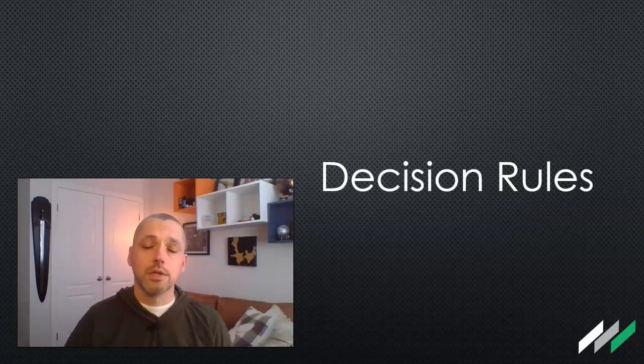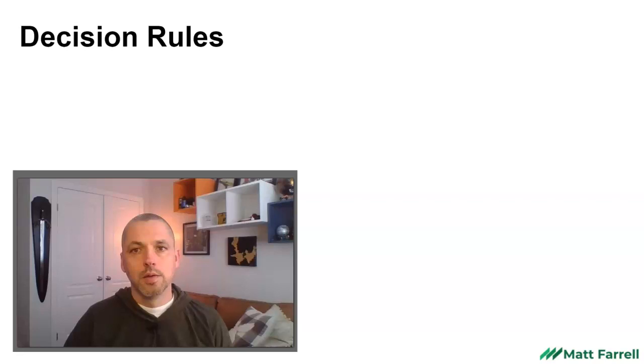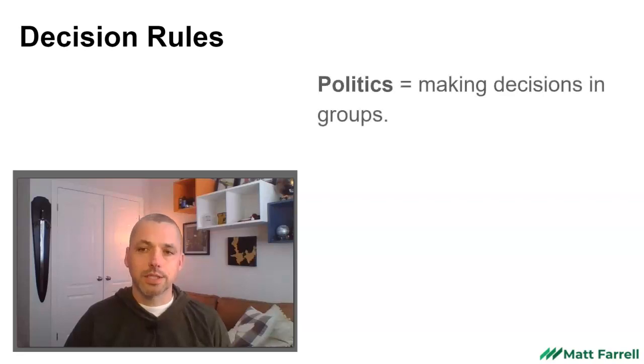In this video, we're going to look at an example of decision rules in action. Previously, we've defined politics as the process of making decisions in groups. However, there are some problems associated with that process.